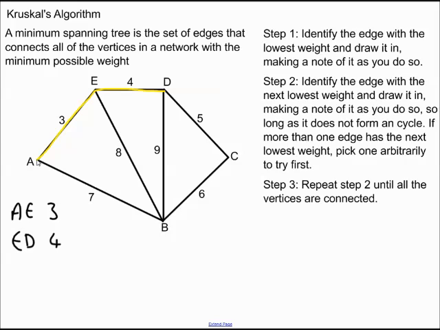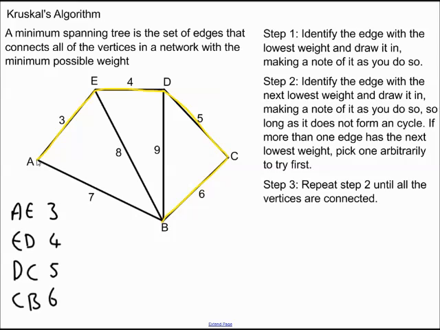Okay, step 3, repeat step 2 until all the vertices are connected. So back to step 2, identify the next lightest edge. That's going to be D to C, which is 5. Next lightest is going to be C to B, which is 6.